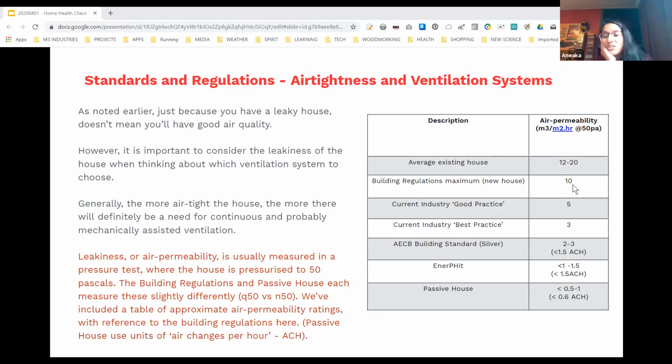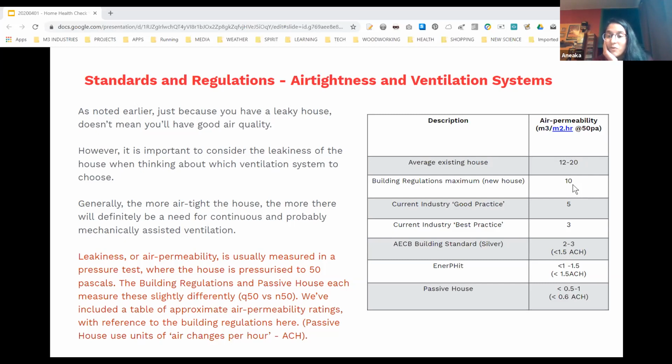Often new houses are actually worse than that, because there are issues around checking: whether all the houses on a new site get checked, or whether it's just the one the construction firm spent a lot of time on. But anyway, that is what it's meant to be. Good practice is around 5, best practice around 3.